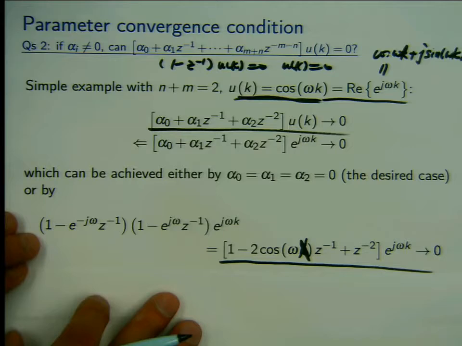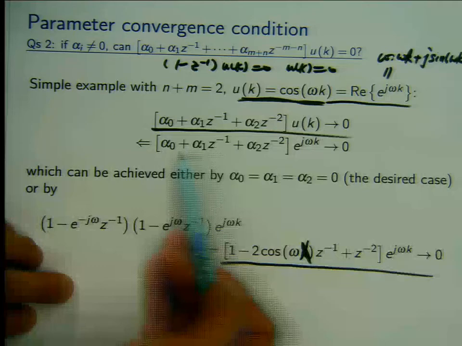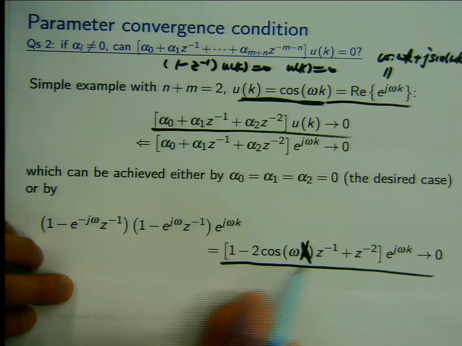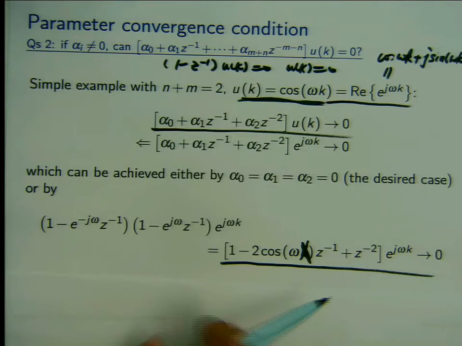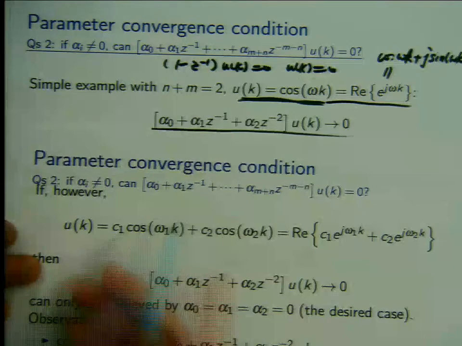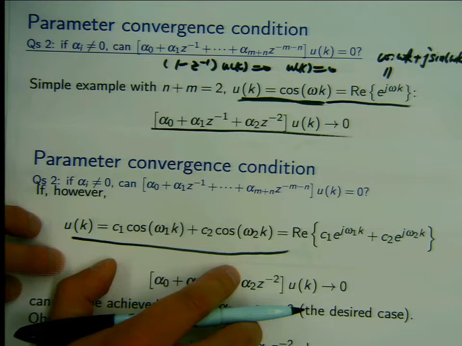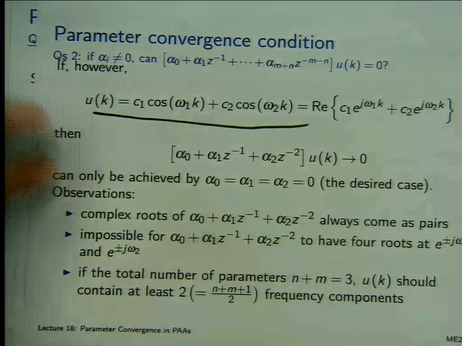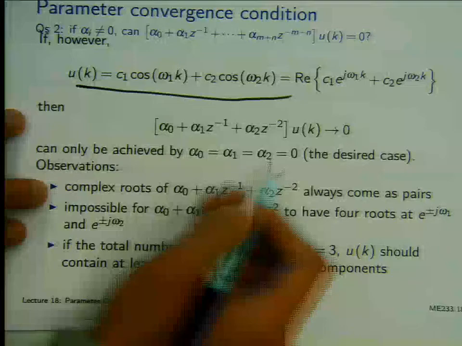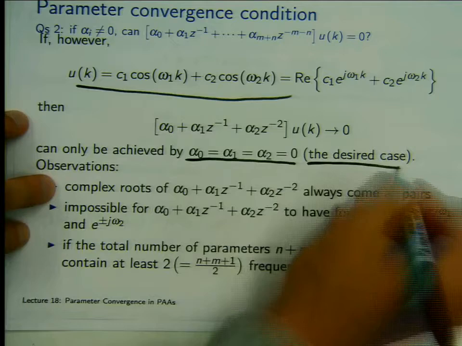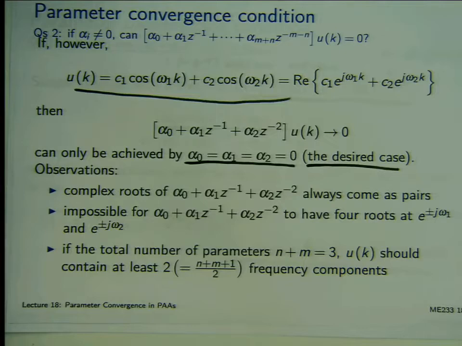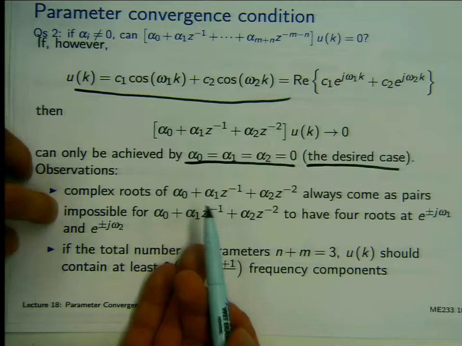Okay, so this is essentially the internal model principle. For this kind of alpha zero, alpha one, alpha two, here, we can have this go to zero if the input is sinusoidal. But if this is the case, and I have u_k containing two sinusoidal frequency components, okay, then you see when this goes to zero, the only way to achieve this is all these coefficients being zero. Okay, this is the desired case, so it's good information. Okay. In a more general sense, if we think about it this way, for a single sinusoidal signal, sine omega 1 k, okay.